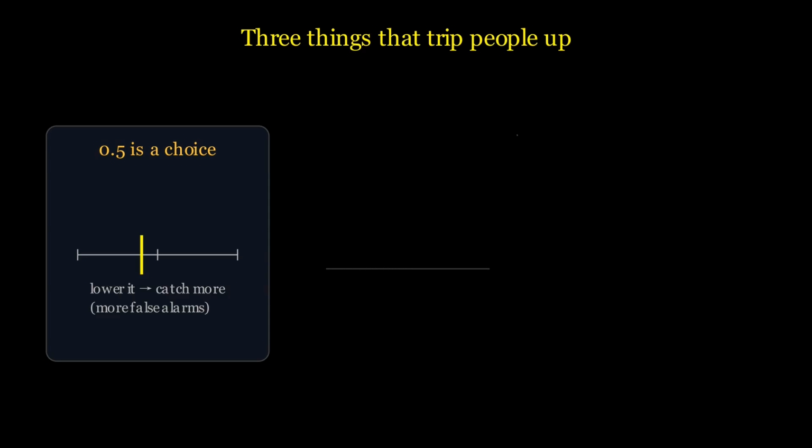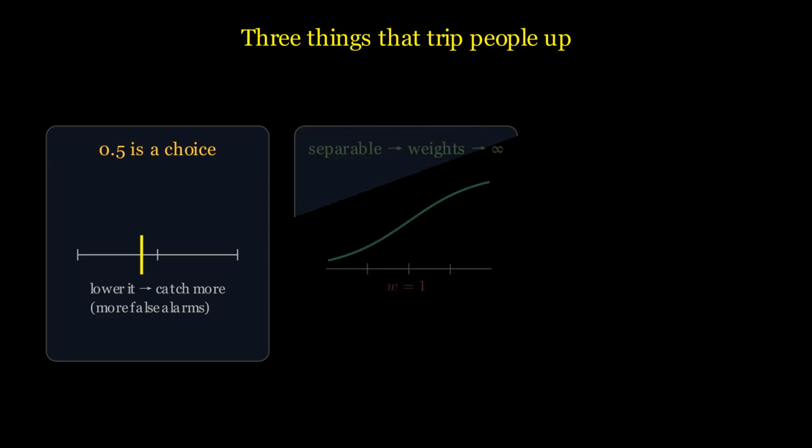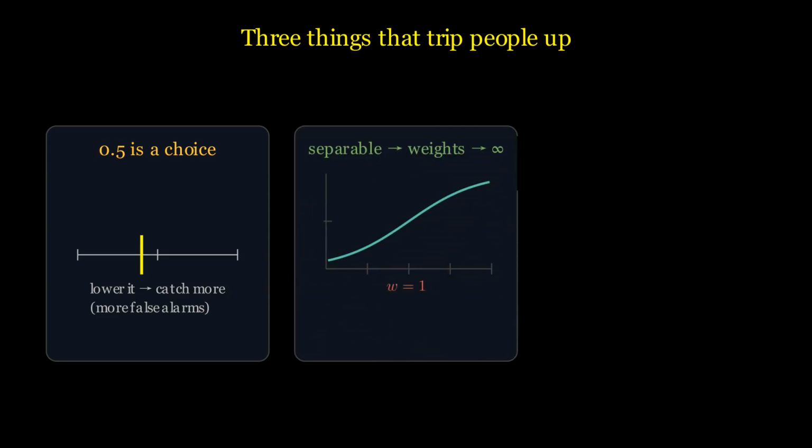Second, a subtle trap. If your two classes are perfectly separable by a line, the fit tries to make the sigmoid infinitely steep, and the weights run off to infinity. The cure is regularization, a penalty on large weights that keeps them finite and the model humble.